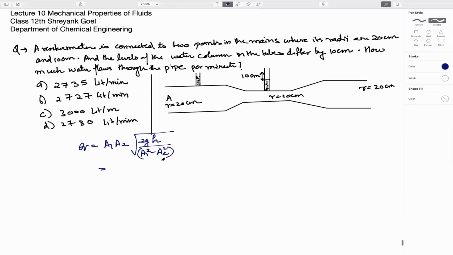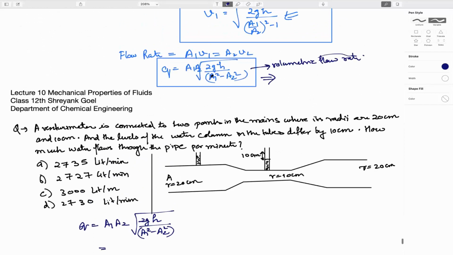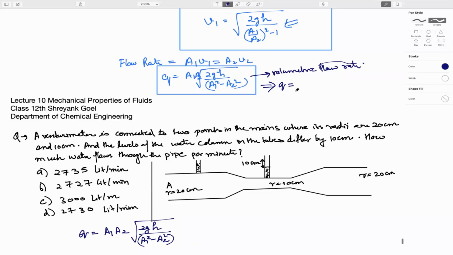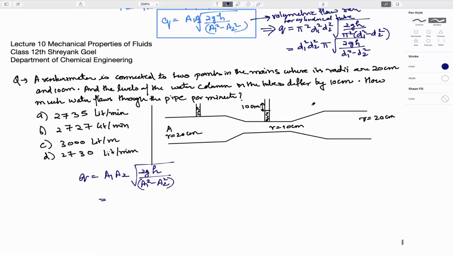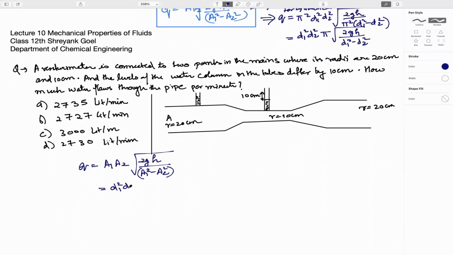We can also get it in terms of diameter, that is for cylindrical pipes. So in terms of diameter, Q is pi square d1 square d2 square divided by 4... under root of 2gh divided by pi square d1 square minus d2 square. So what we get is d1 square d2 square pi under root 2gh divided by d1 square minus d2 square.